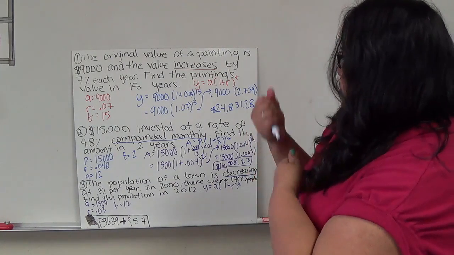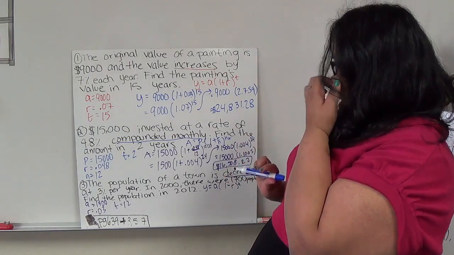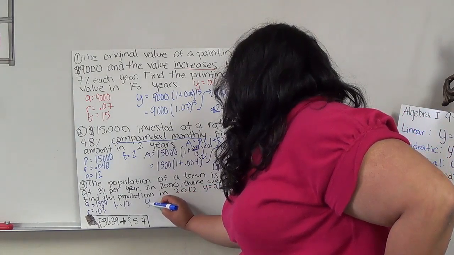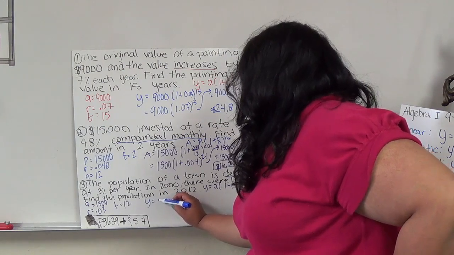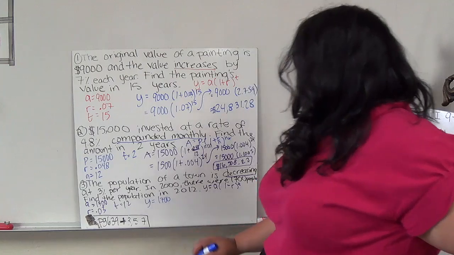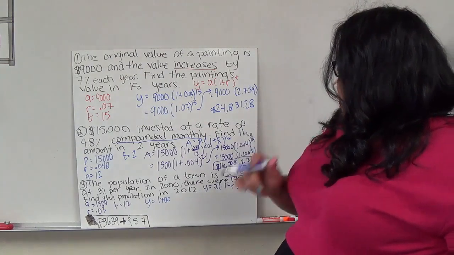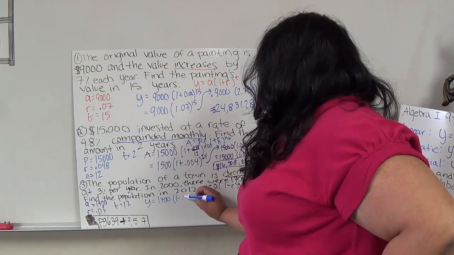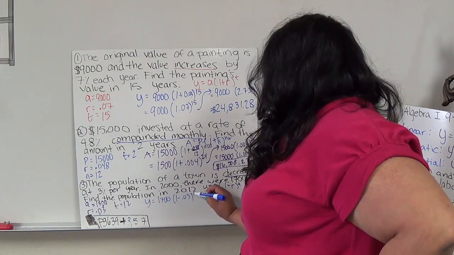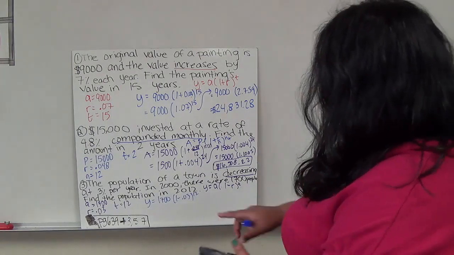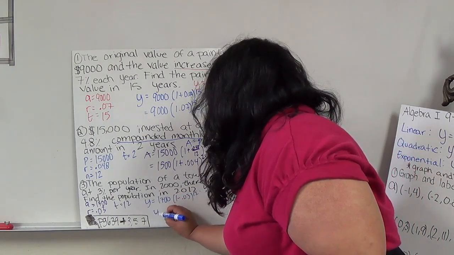So, let's plug it in. Y is our unknown. We're going to have our initial, 1700, times (1 minus 0.03) to the power of 12. Okay, we have one unknown. It's a good sign.